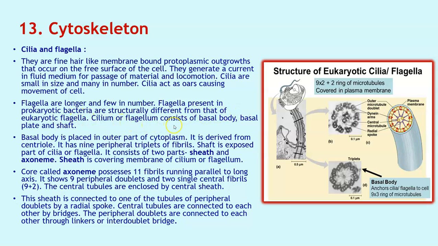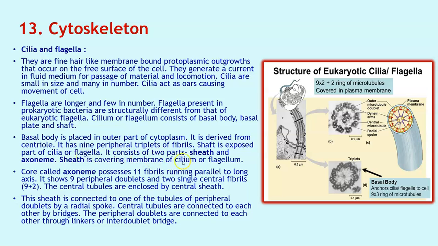Cilia or the flagellum consist of a basal body, basal plate, and a shaft. This image here gives you an overview of how the structure of the eukaryotic cilia or the flagella looks. Basal body is placed in the outer part of the cytoplasm. It is derived from the centriole. It has 9 peripheral triplets of fibrils. Shaft is the exposed part of the cilia or the flagella.